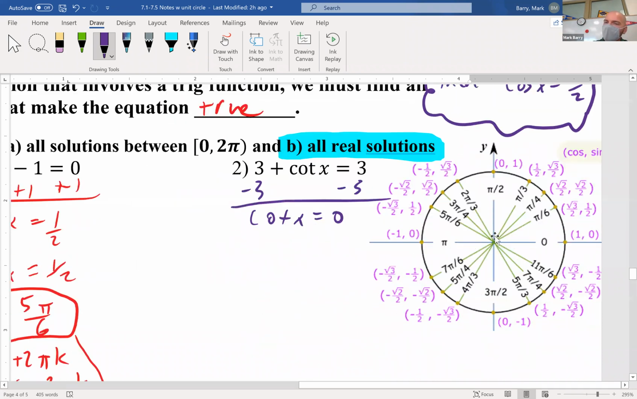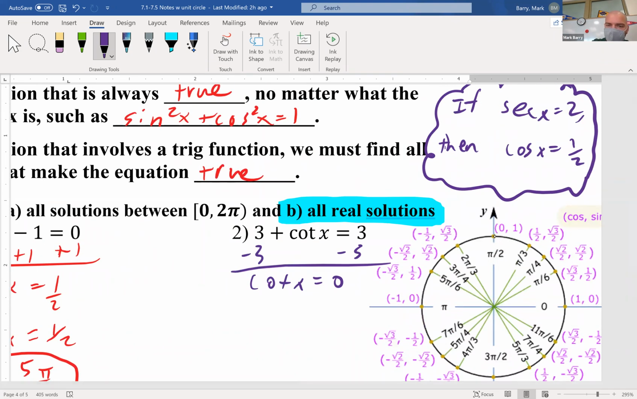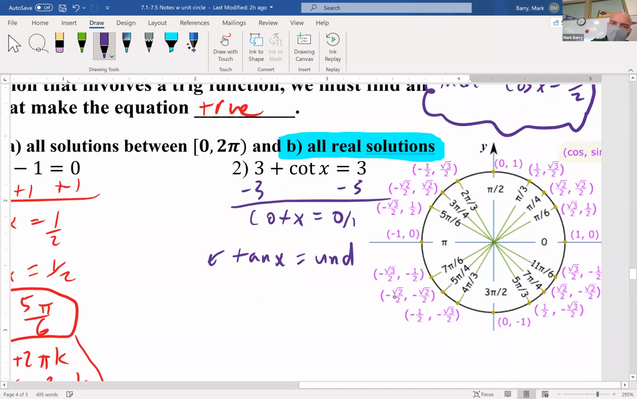So this one's a little weird because if cotan of x equals 0, and I can think of that as kind of like 0 over 1, what that really means is that tan of x is actually undefined. Remember that 0 over 1 is 0, but if I flip that upside down, that means that I have 1 over 0, which is undefined.